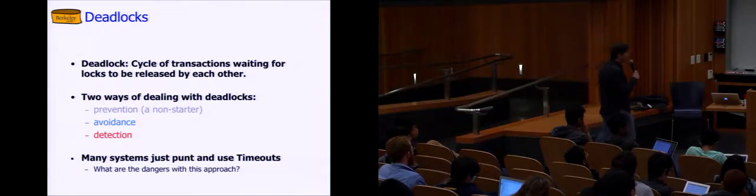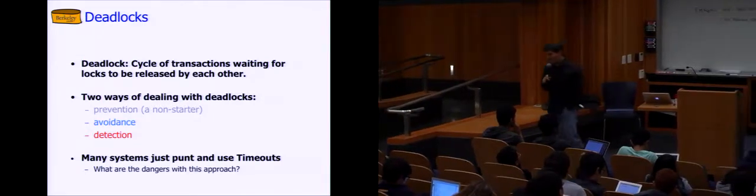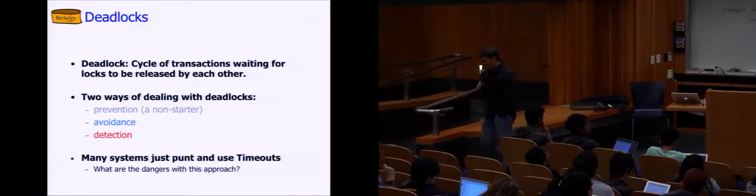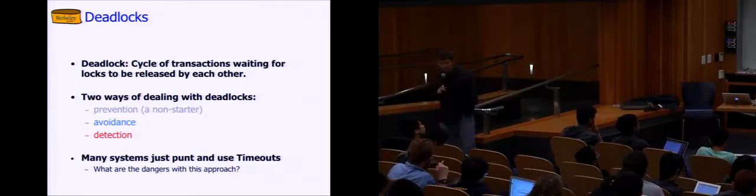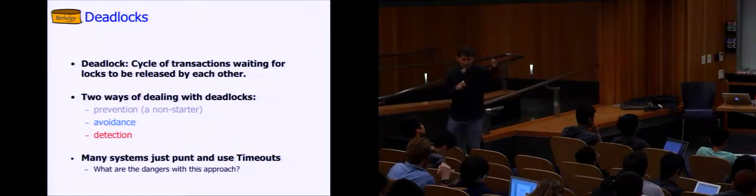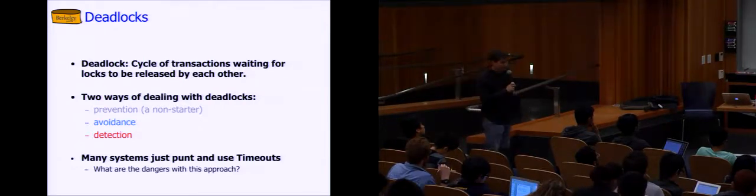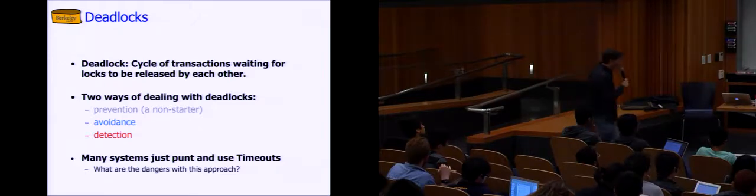The question is, how do you deal with it? Basically, what is a deadlock? A deadlock is a cycle of waiting. I am waiting for you, you are waiting for me. Or I am waiting for Sally, Sally's waiting for Bob, and Bob is waiting for me. Right? Some cycle of waiting. Right? Cycles of waiting are bad. So what are we going to do about it?